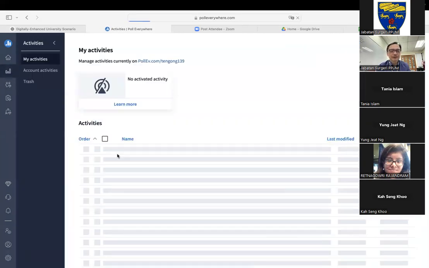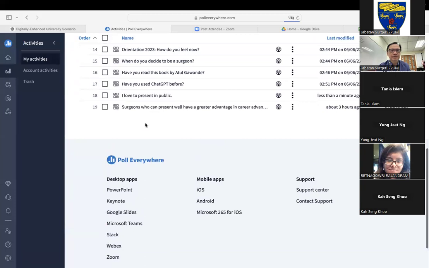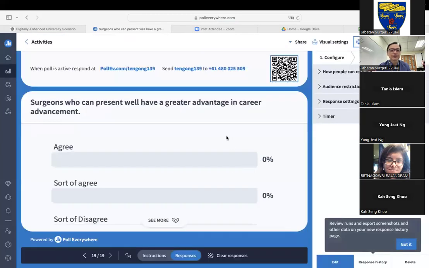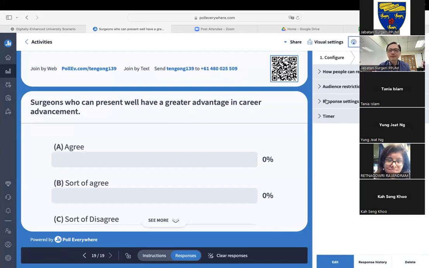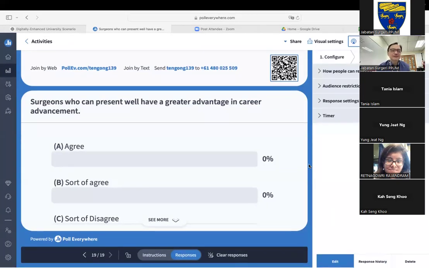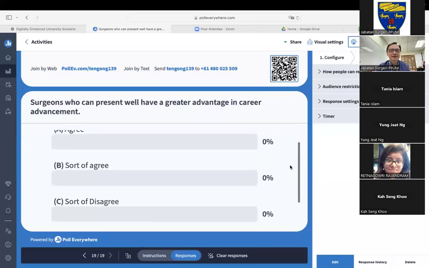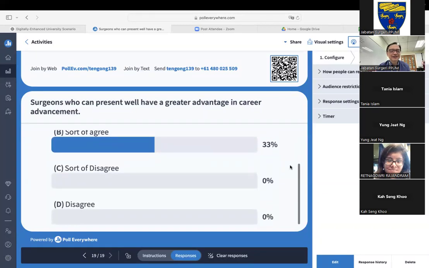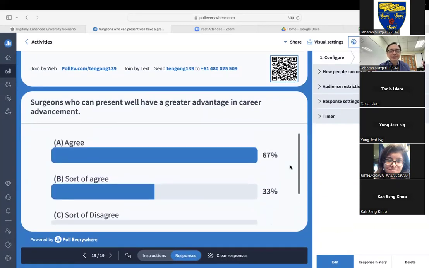Second question, like this. For this one, there's no clear answer. I will activate. The question is: surgeons who can present well have a greater advantage in career advancement? A, agree. B, sort of agree, 75%. C, sort of disagree. D, disagree. Can talk, not enough.